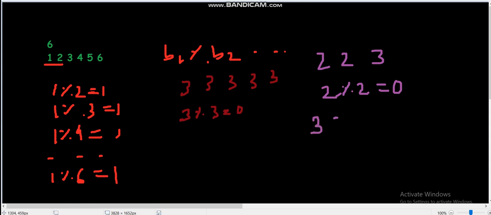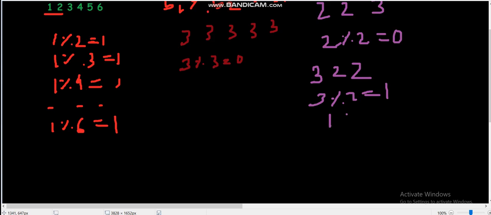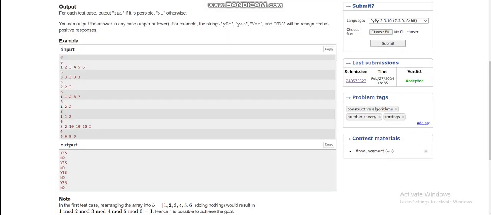Let's say 3 2 2. If we rearrange them 3 2 2, 3 modulo 2 will be what? 3 modulo 2 will be 1, and 1 modulo 2 will be 1. So if we rearrange them in this way, the answer will be yes. Now you can check the other examples as well.